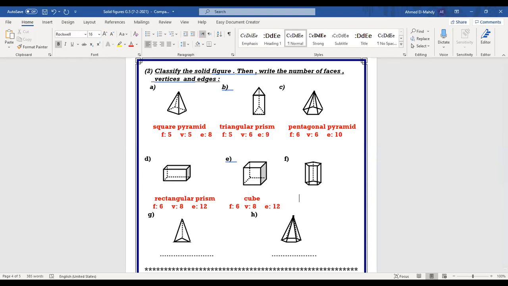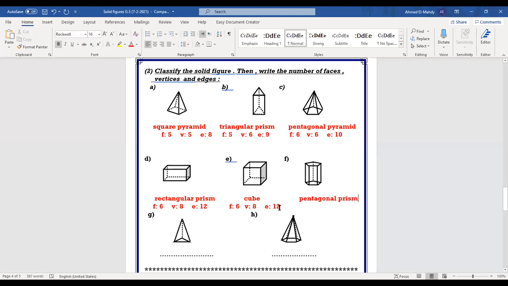Is this a prism or pyramid? This is a pyramid. If it's a prism, we have two bases. What is the name of the base? How many sides in the base? No, count again. 5. What is the name of the polygon which has 5 sides? Pentagon. So it is a pentagonal prism. Okay.